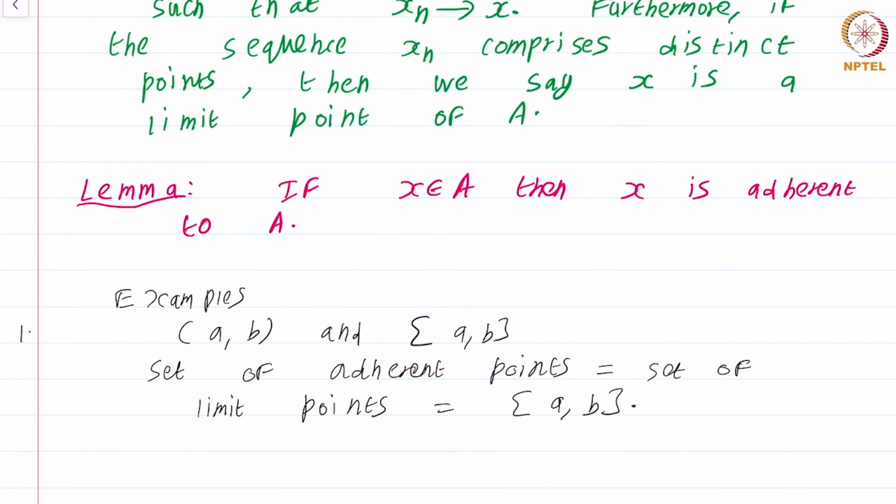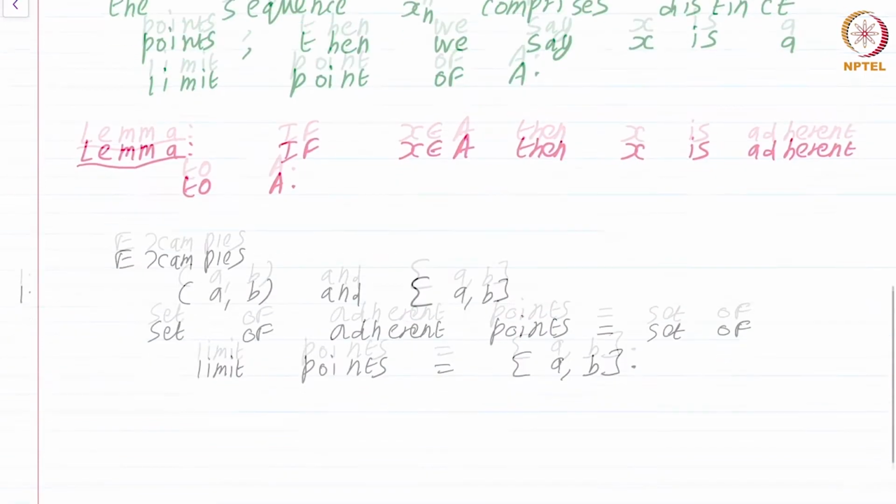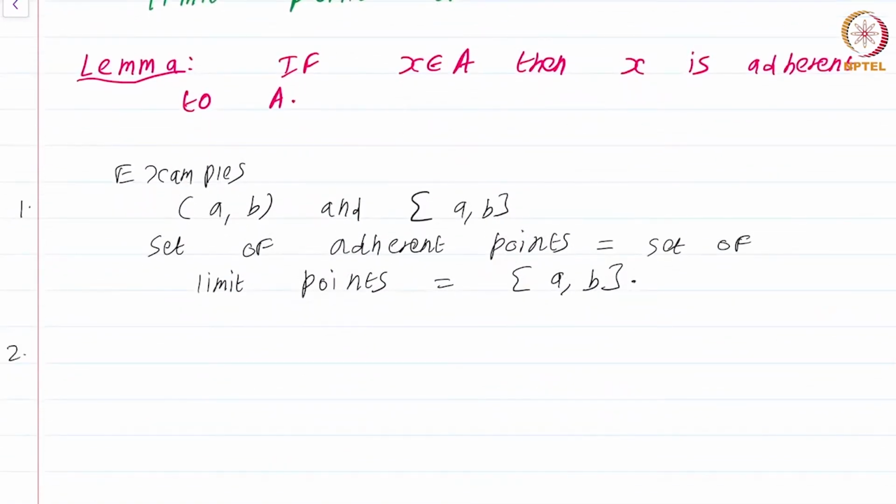Showing that it's a limit point is also not that hard. You have to construct a sequence that converges. That's also utterly easy. Same for the endpoints. It's not at all difficult to construct sequences that converge to the endpoints also. So in this case, the set of adherent points and the set of limit points seem to be coinciding. Now let's take a drastic example. Let's take the set {1/n such that n is in the natural numbers}.